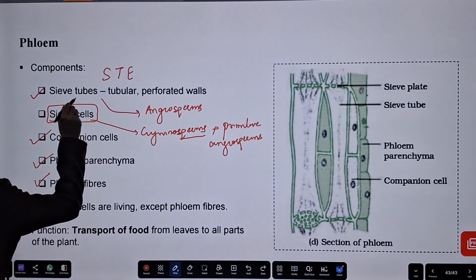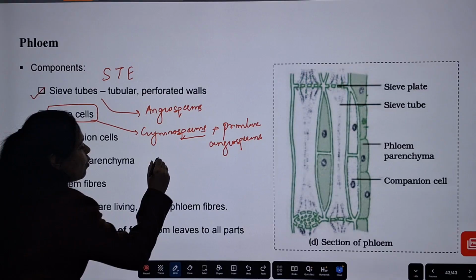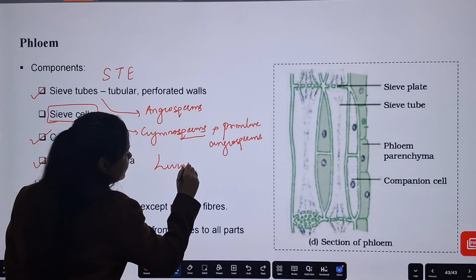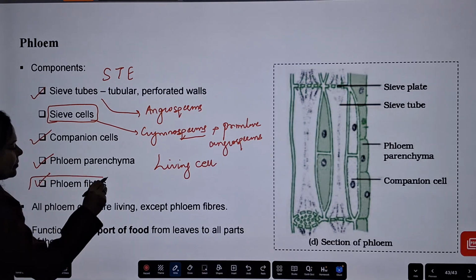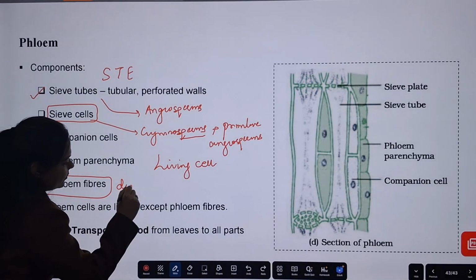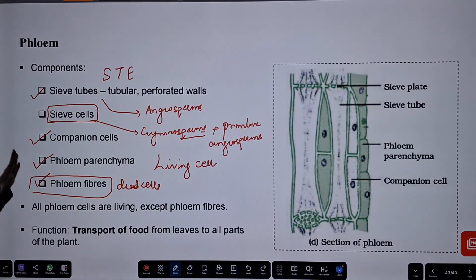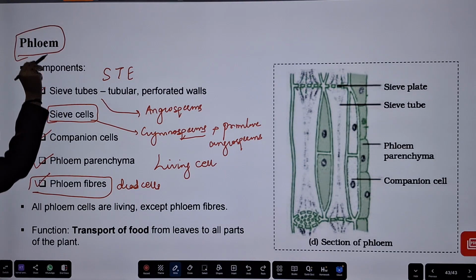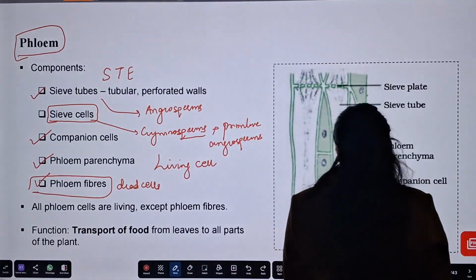Now, sieve tube element or sieve cell, companion cell, and phloem parenchyma all are living cells. Only dead component in phloem is phloem fibers. Phloem fibers are dead cells. All these four types of cells group together to form phloem, the food conducting tissue in plants. Let's see the structure of these components.